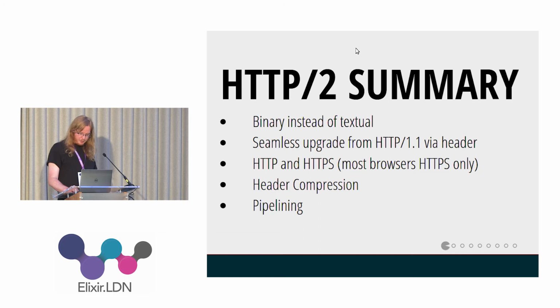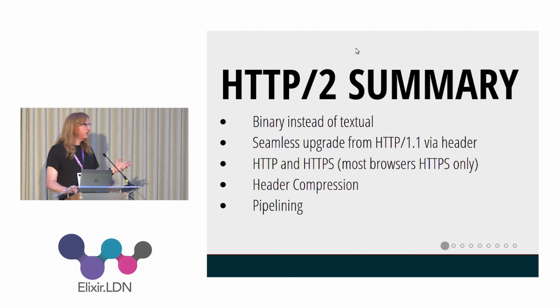OK, so that's Cowboy 2. One of the things that Cowboy 2 does support is HTTP/2. So a quick overview of HTTP/2 is it's a binary protocol instead of textual. So if you curl an HTTP request, you'll see in plain text the response. But if you do it with an HTTP/2 request, you won't because it's all binary. You can upgrade from HTTP 1.1 to HTTP/2 using a header. And it supports HTTP and HTTPS, but most browsers have the requirement that you use HTTPS.